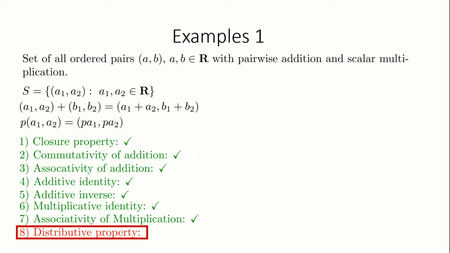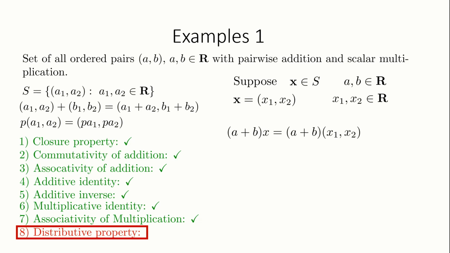We also need to verify the distributiveness of the multiplication in the case of one vector and two scalars. X is a vector and A and B are scalars. Multiply the sum of A and B with the vector X. Using the definition of multiplication, multiply A plus B with x1 and x2. As A, B, x1 and x2 are real numbers, we can multiply them like this.